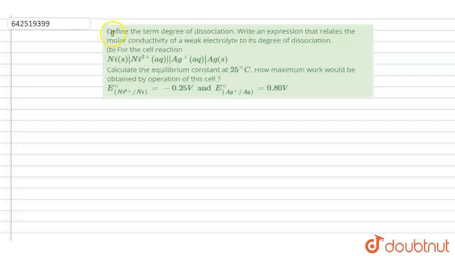Hello everyone, let's start the question. The question says: define the term degree of dissociation and write an expression that relates the molar conductivity of a weak electrolyte to its degree of dissociation. And here we have part B.